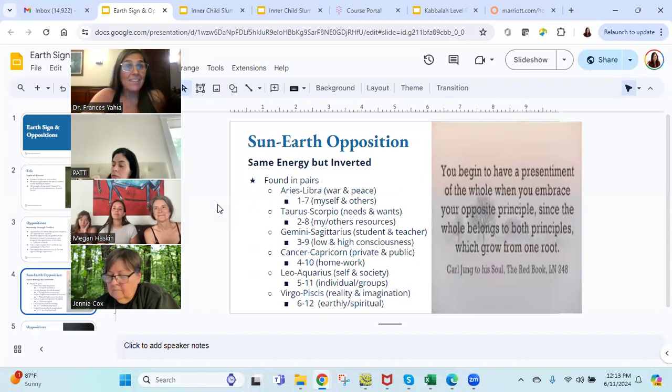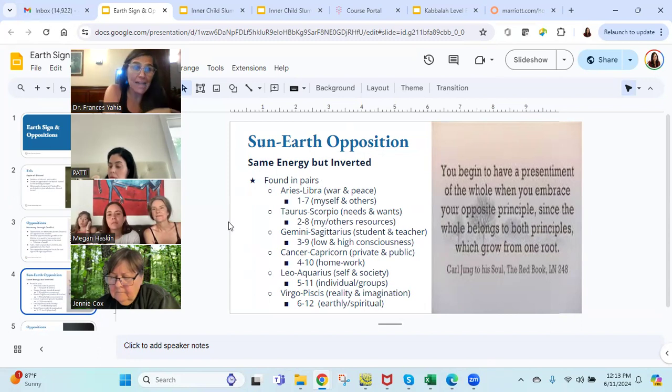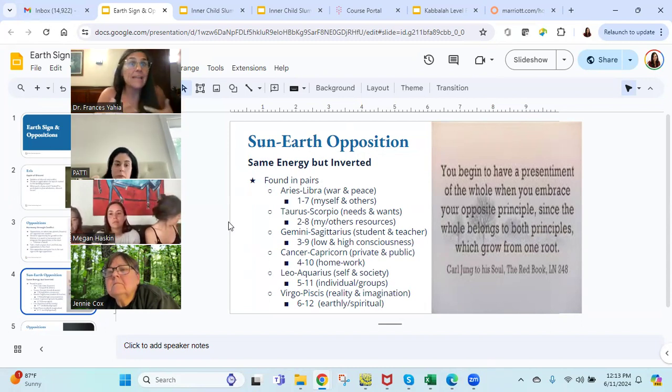So we all have a Sun-Earth opposition. It's the same energy, but it's inverted. I have some little cheat sheet words here. In our first class, we talked about the I statements. You can also use those I statements. For instance, I am for Aries, I balance for Libra. In order to balance, there has to be two, right? So it's a we versus an I. So you can use those thematics as well. These are just other ways of doing it.